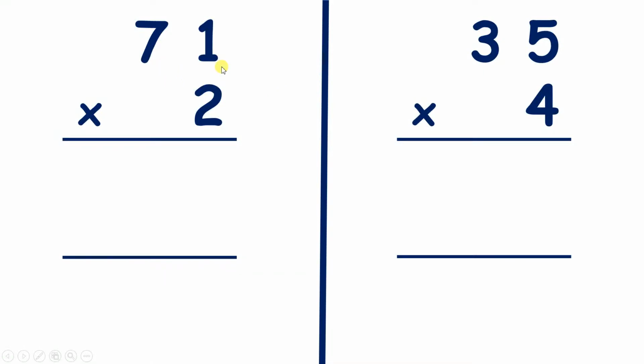We have 71 times 2. So let's start with 1 times 2, which is 2. And now we can move on to 7 times 2.